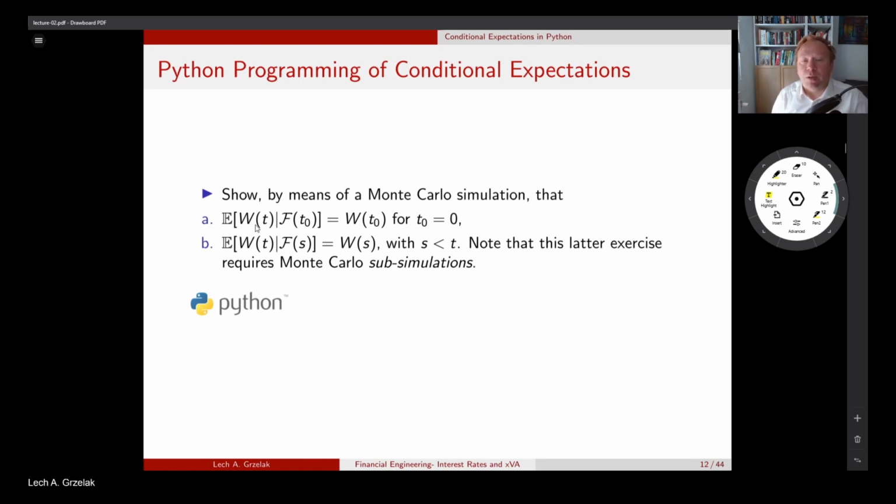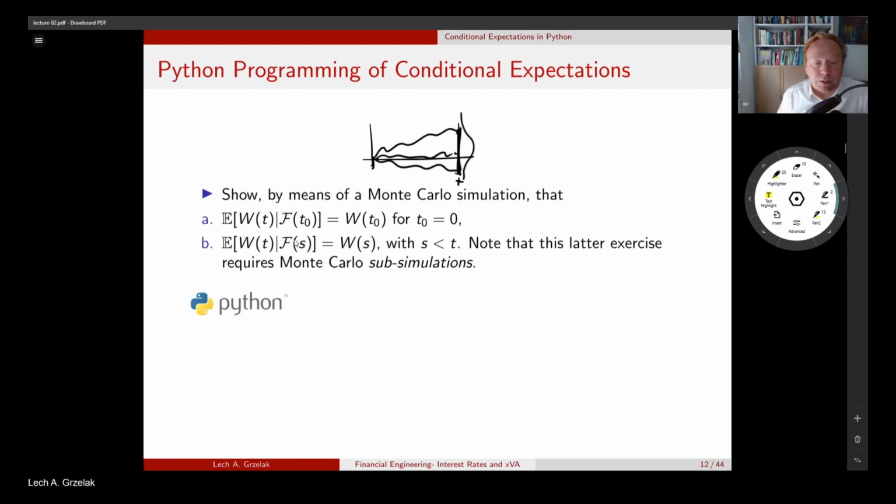So it means we simulate Brownian motion from time t0 until some time t, and we take expectation conditioned on time t0. Of course, that's a very simple experiment because we know that the initial value for Brownian motion at time t0 is 0. So essentially, the first point is equivalent to taking expectation of all the paths at time t. However, look at the second point.